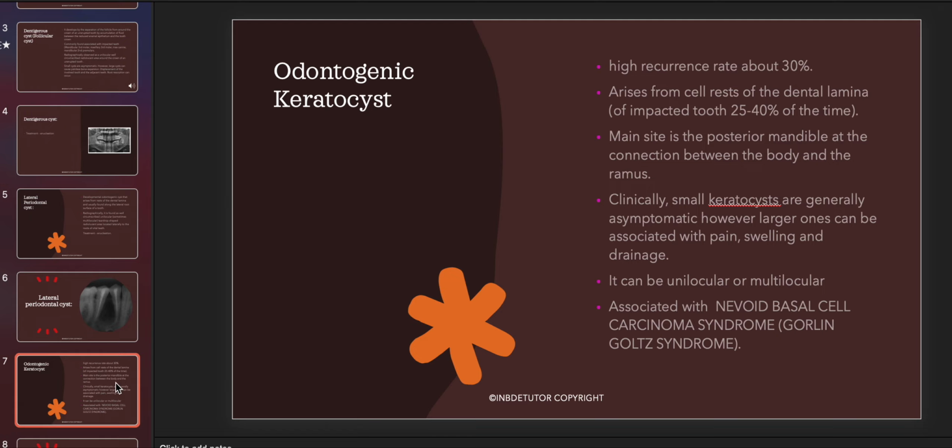But as I mentioned, in the dentigerous cyst the cyst will be around the crown of the tooth, whereas in ameloblastoma or OKC, it can involve the whole impacted tooth as well.